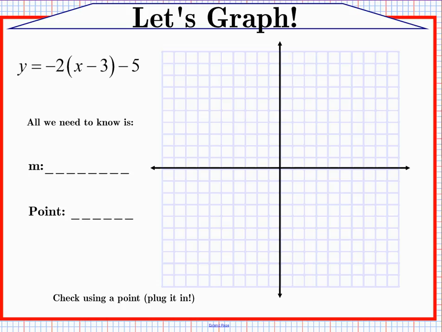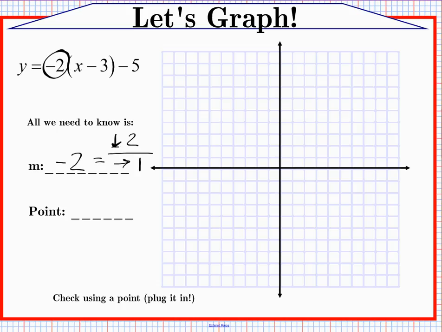So in this particular equation, -2 is going to give me the slope. If I were to distribute this, which you don't have to do, sometimes it works, sometimes it doesn't, that number would become the coefficient of x, which always tells us our slope. So our slope right now is down 2, right 1.